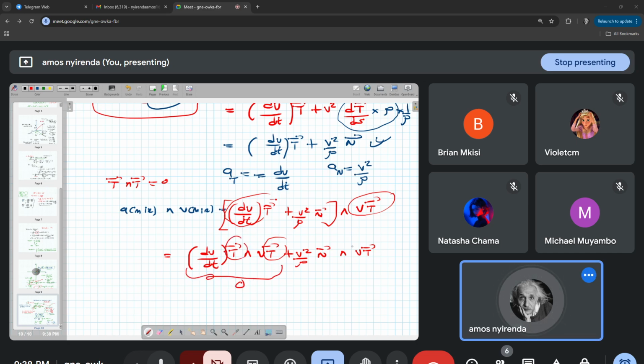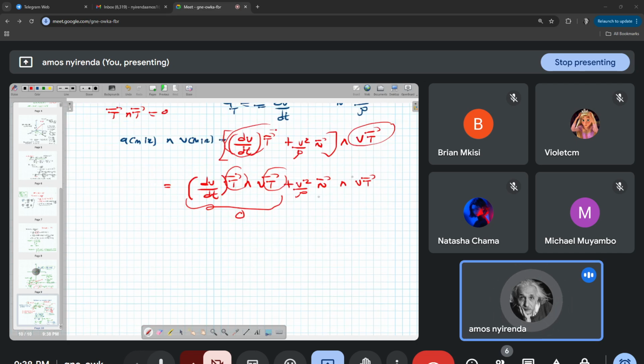Remember the rules we talked about when I introduced the vector products. I told you about the rules. Hopefully you have not forgotten. So what we have here is v squared divided by rho, and then n vectorial vt. This is what we have.